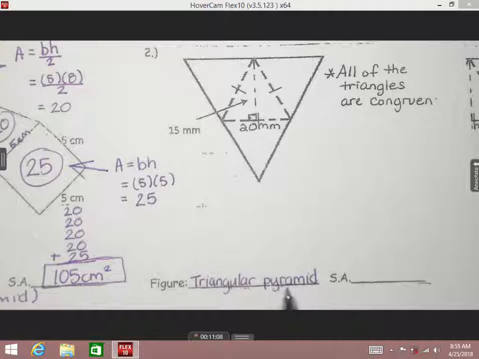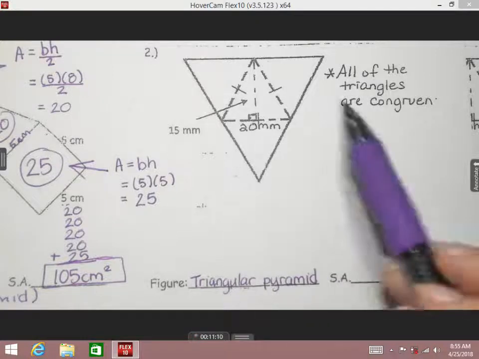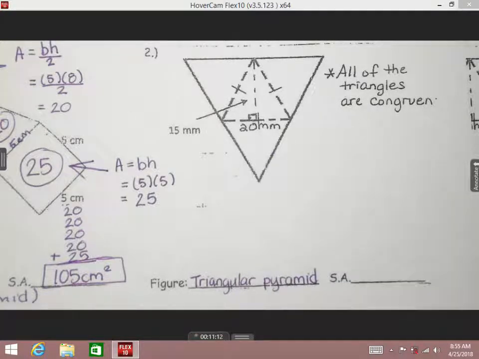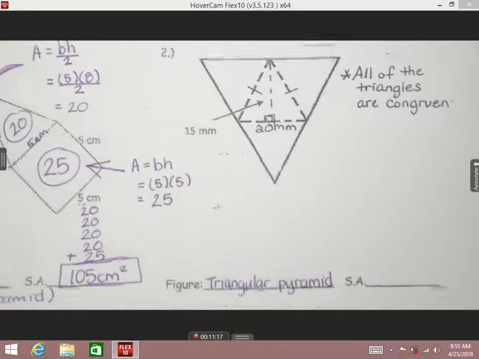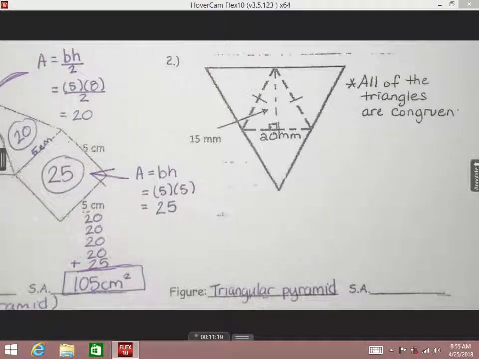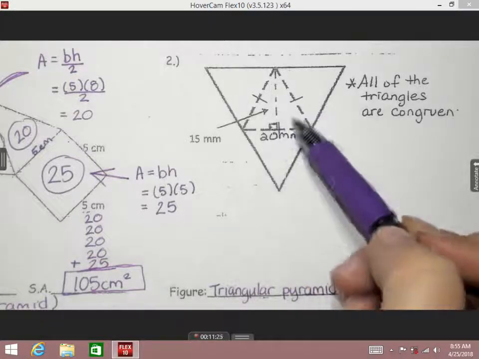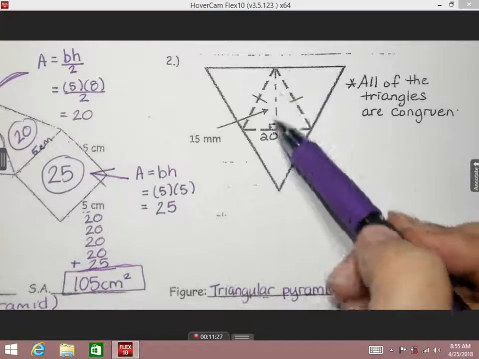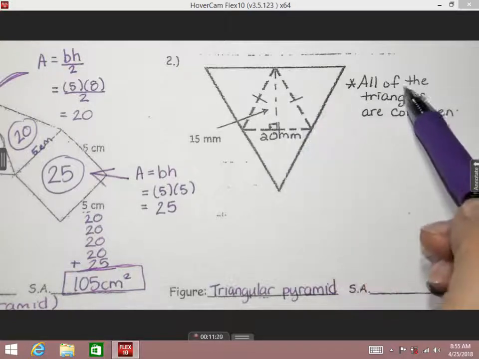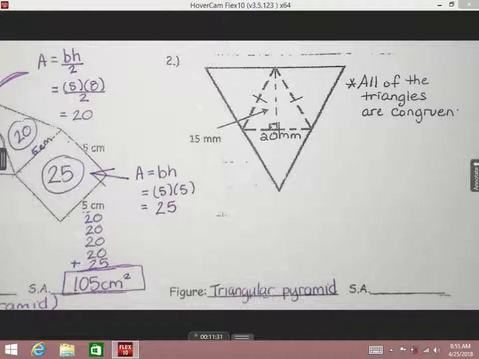Are there questions on why it's a pyramid? No. It's all triangles. It's only triangles, so it has to be triangular. All right. Surface area. Here we go. We got to talk about area. Guys, we only have triangles. If you'll notice in the center, y'all see how we have lines going through all these? It only gives me one height, and it tells me right here, all of the triangles are congruent.